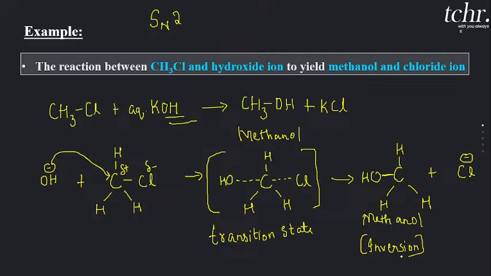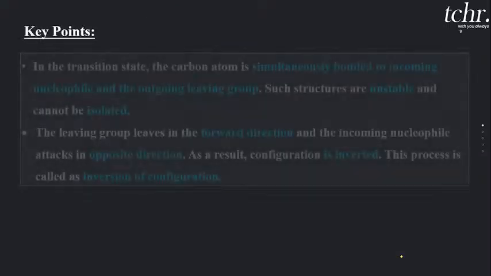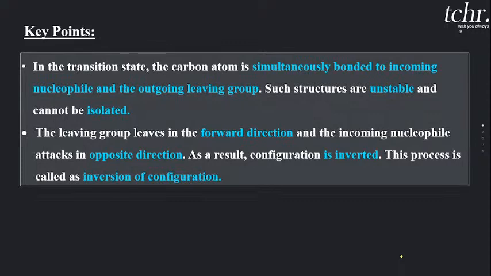So this takes place in a single step. In a single step like this, the reaction gets completed. So you can go through the key points. The leaving group leaves in the forward direction.